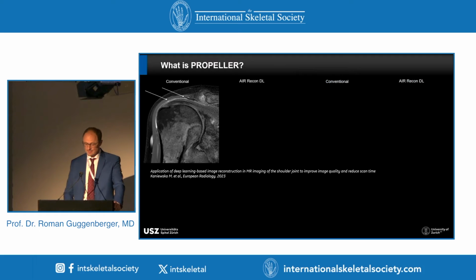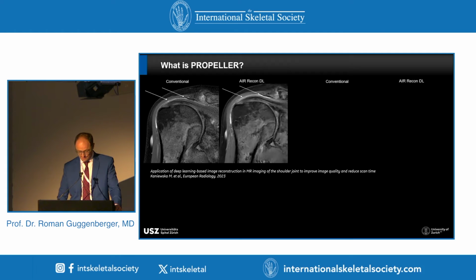And we've seen this in our studies as well, again on 1.5 Tesla, using PROPELLER 2D sequences in addition to AIR Recon deep learning reconstructed imaging. You can see on the left-hand side a coronal PD fat-saturated image of the right shoulder. You see that there is some edema, some effusion probably in the subacromial subdeltoid bursa, but this was by far more precisely depicted on those DL images.